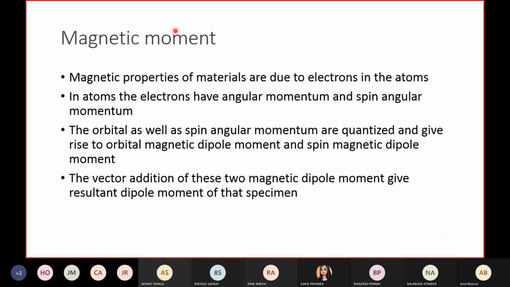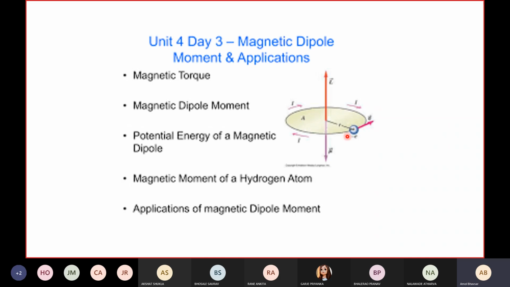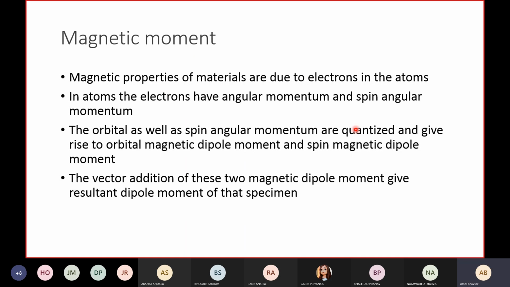Magnetic moment. Magnetic properties of material are due to electrons in the atoms. In atoms, the electrons have orbital angular momentum and spin angular momentum. So these are the electrons which are revolving around the center of the nucleus, having angular momentum as well as spin angular momentum. The orbital as well as spin angular momentum are quantized and give rise to magnetic dipole moments.